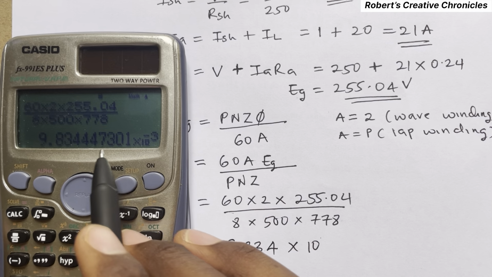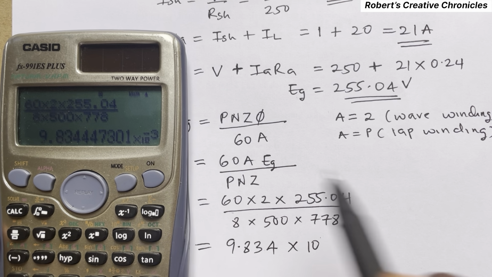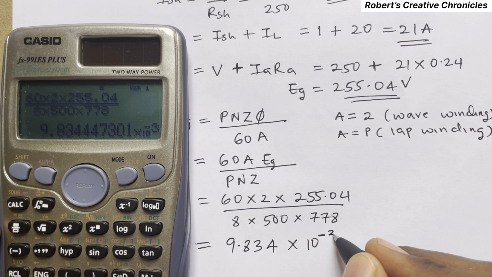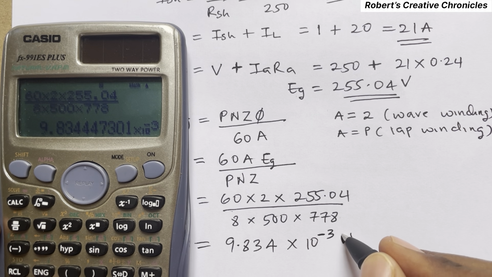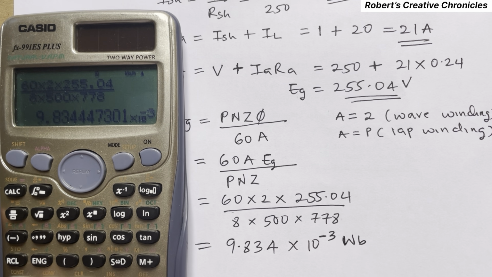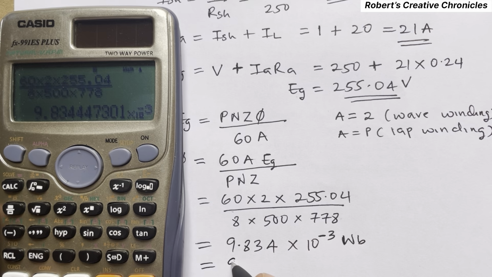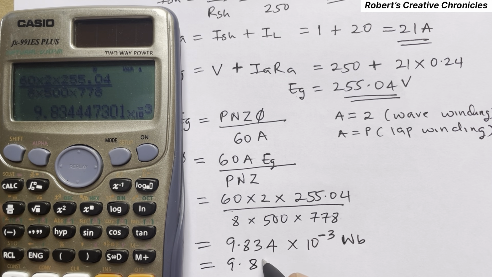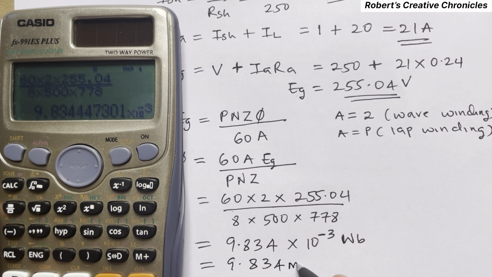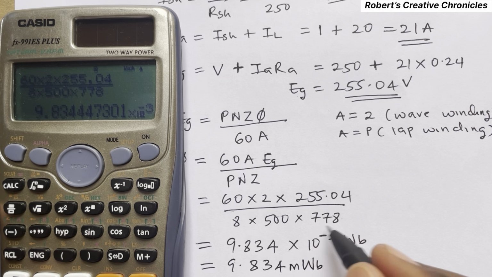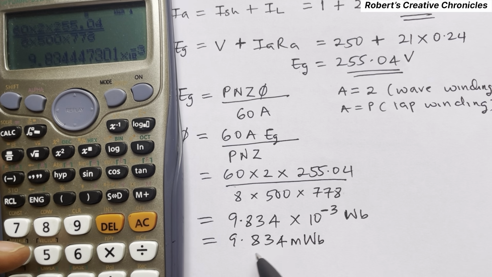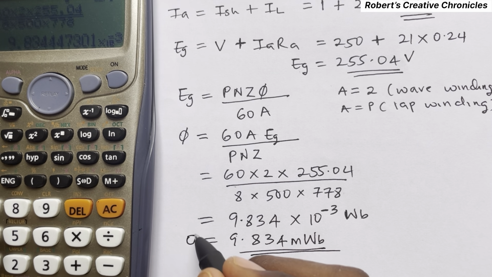This is 9.834 times 10 raised to the power of minus 3, not 3. So it's times 10 raised to the power of minus 3 Weber. This is the unit of flux. We can also express this as 9.834 milliweber, because 10 raised to the power of minus 3 is milli. So this is the flux.